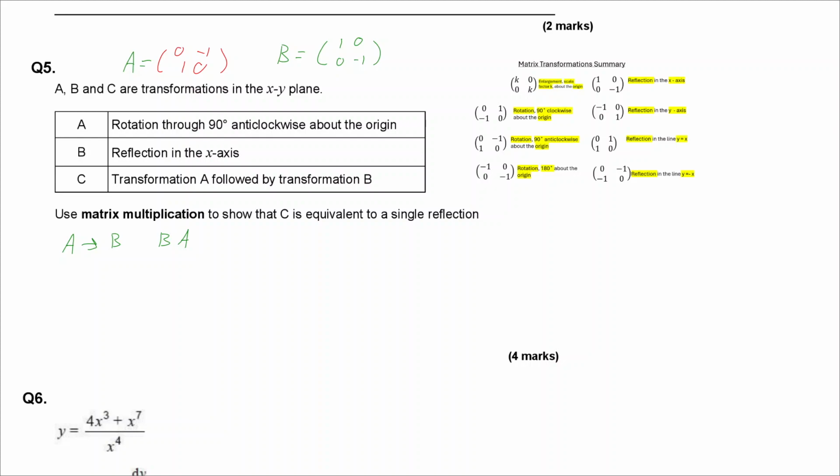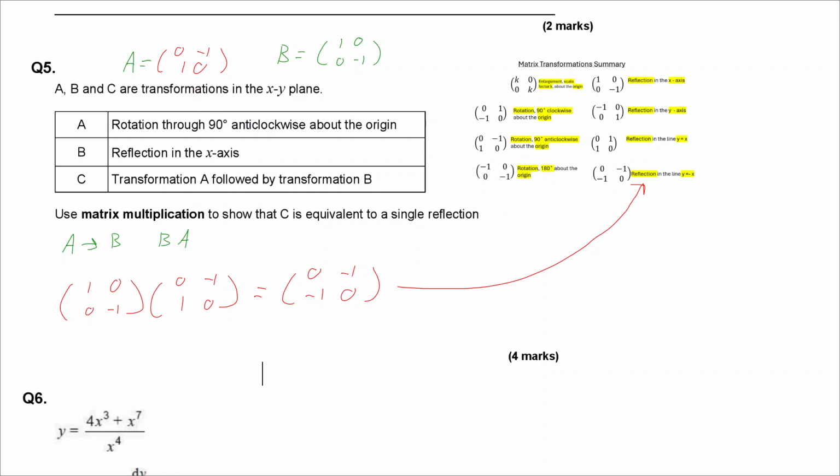So B times A, I should have been writing 1, 0, 0, minus 1, times A, which is 0, minus 1, 1, 0. And this will give me the matrix 0, minus 1, minus 1, 0, working through it in the same way as before. And this matrix refers to the matrix over here, which is a reflection in the line y equals minus x. So what I've shown is if I multiply B with A, these two together, I get the single transformation, which is this one.